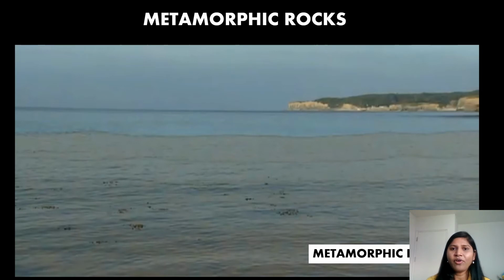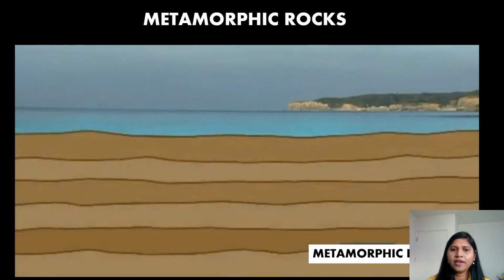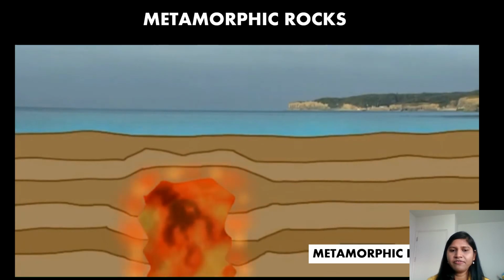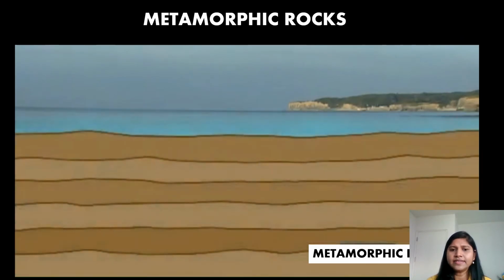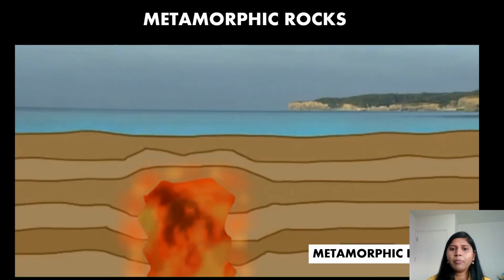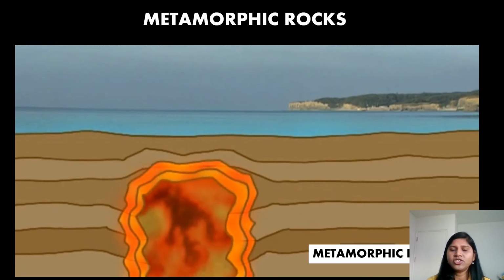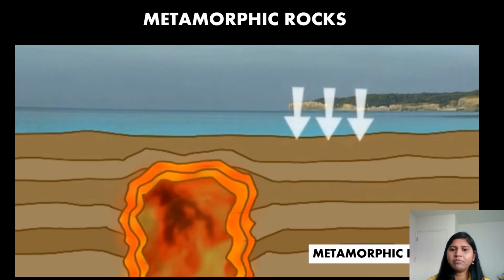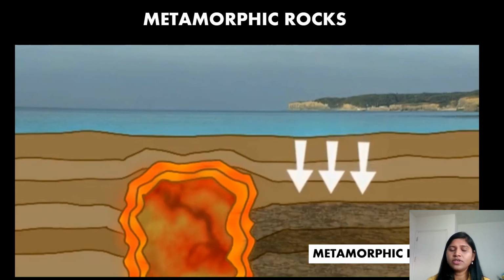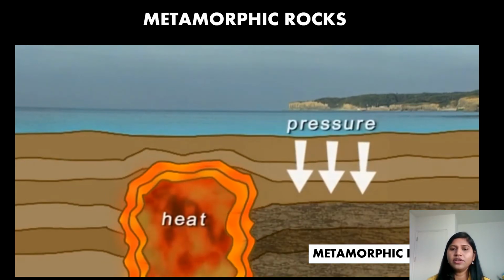The third type of rock is metamorphic rock. Metamorphism means a huge change, a change in the form. Metamorphic rocks are changed due to extreme heat from the ground and pressure from the surface. So heat and pressure make these rocks turn or change themselves into a new type of rock that is called metamorphic rock.